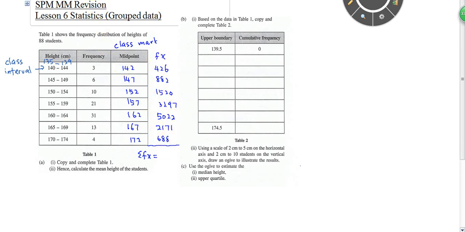If you want to find the sigma fx, it means that you find the sum of all these numbers. You should be able to get 14006. So the mean height will be equal to sigma fx, 14006, divided by sigma f, which is the total frequency: 3, 6, 10, 21, 31, 13, and 4. You get 88. So the mean height is 159.16 centimeters.